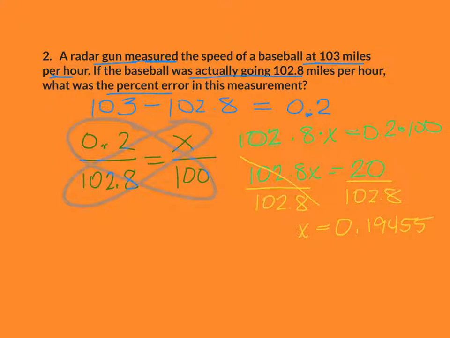Again, per usual, my usual go-to would be to the hundredths place. We look at the 4, that is less than 5. That means we're rounding down. So that means it's going to be 0.19455. If we round down, it stays the same, so it's 0.19%, or a little less than 2%.